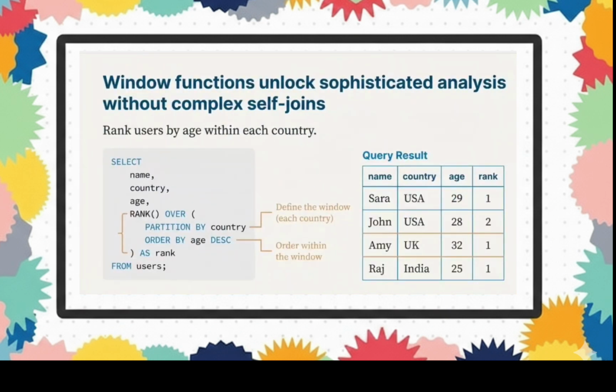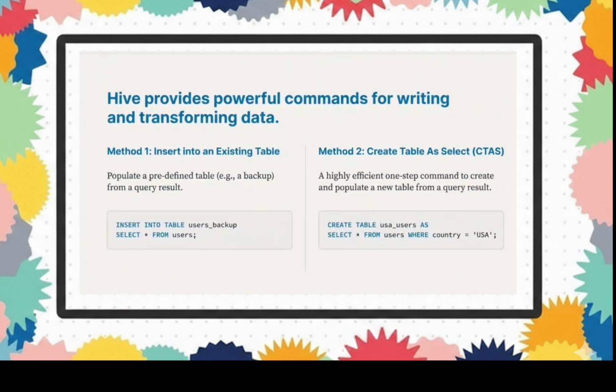Now, Hive also supports advanced analysis. For example, if we rank users based on age inside each country, this helps us to compare users easily. By using window functions, we can do this without writing complex logic.